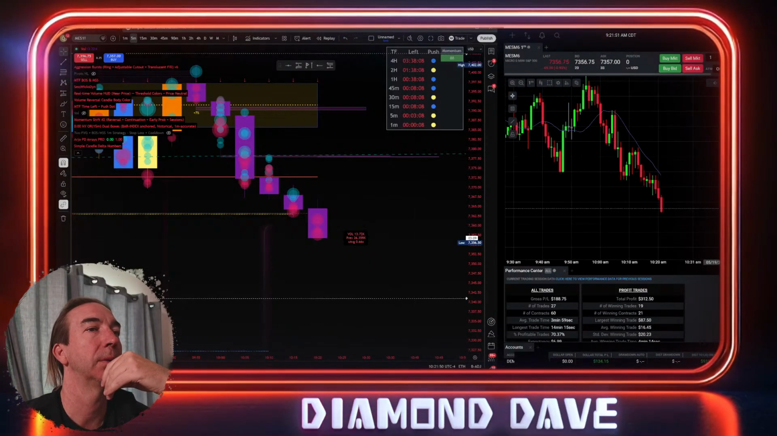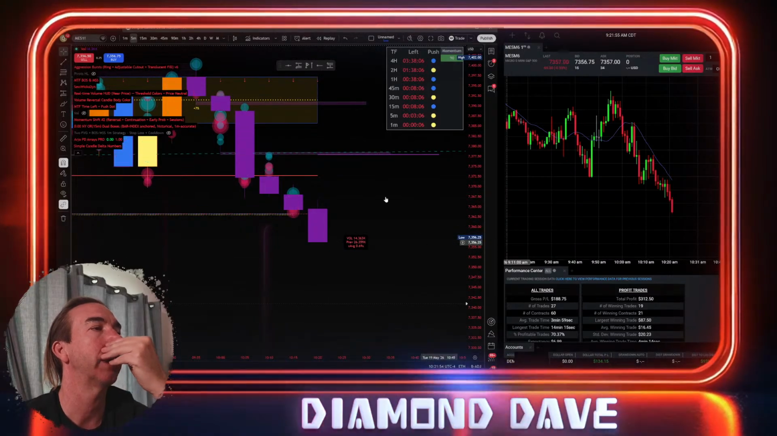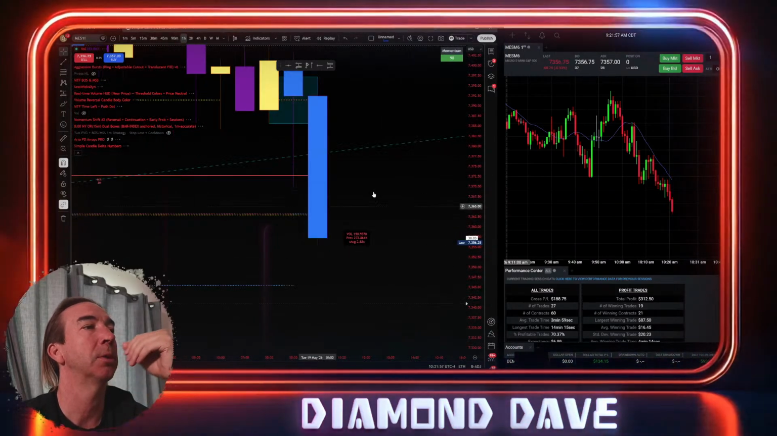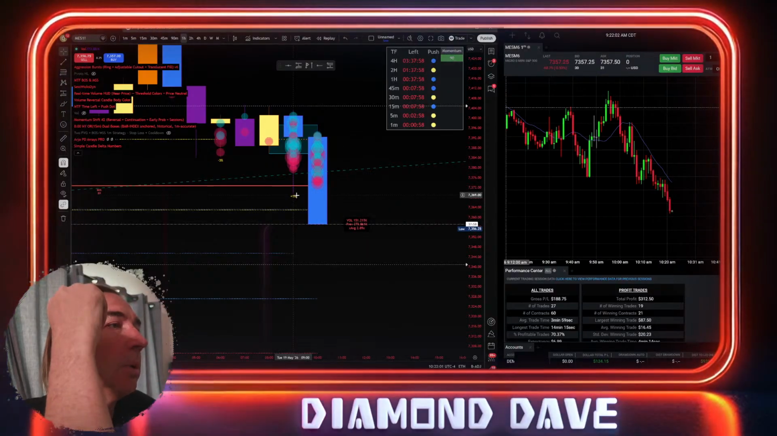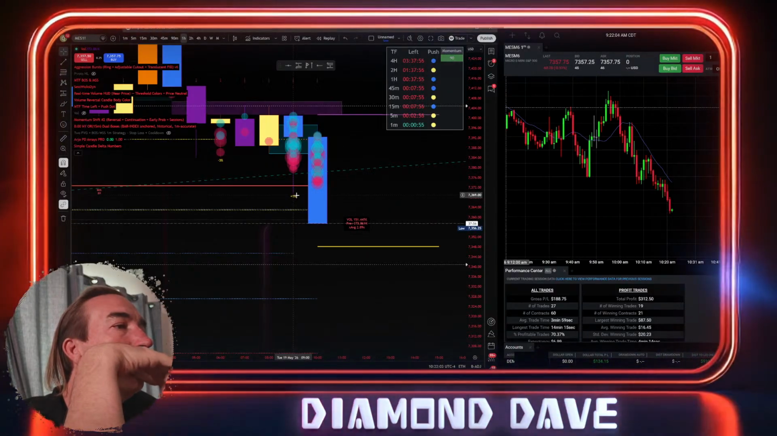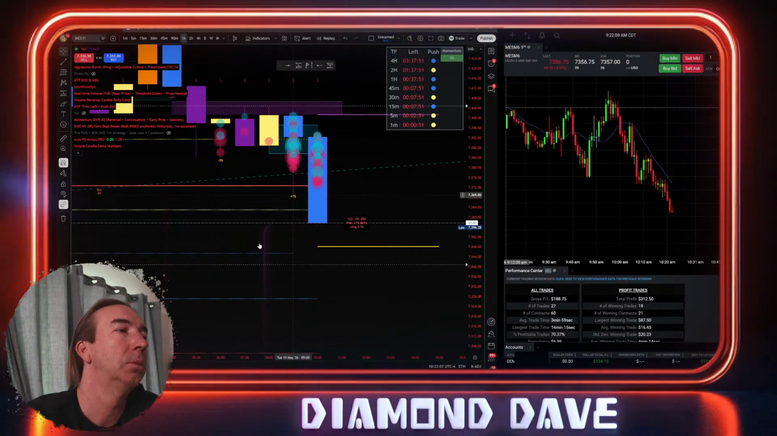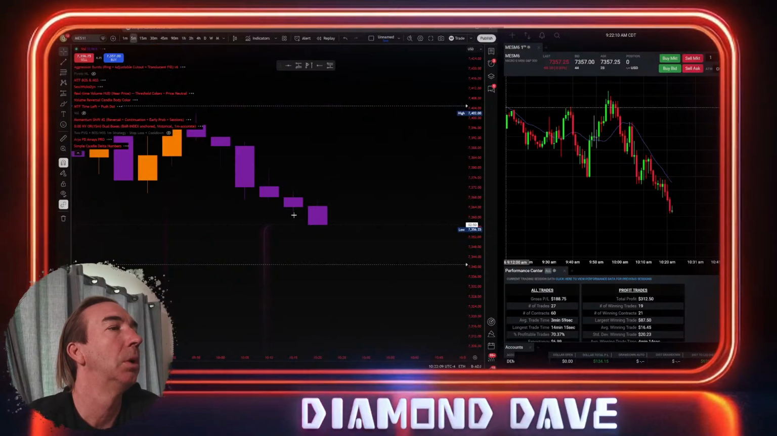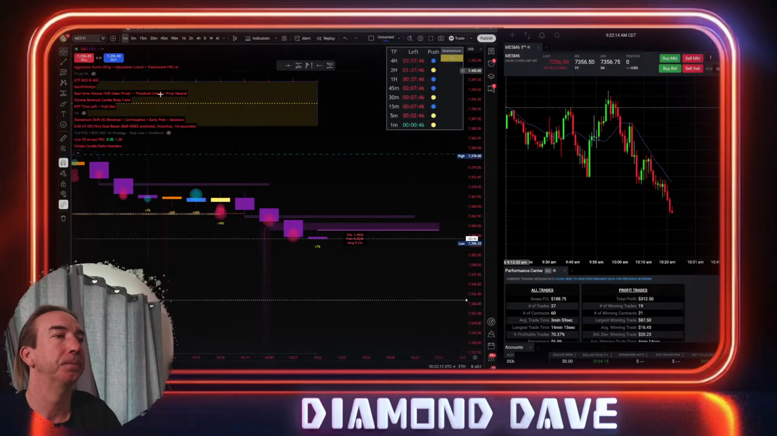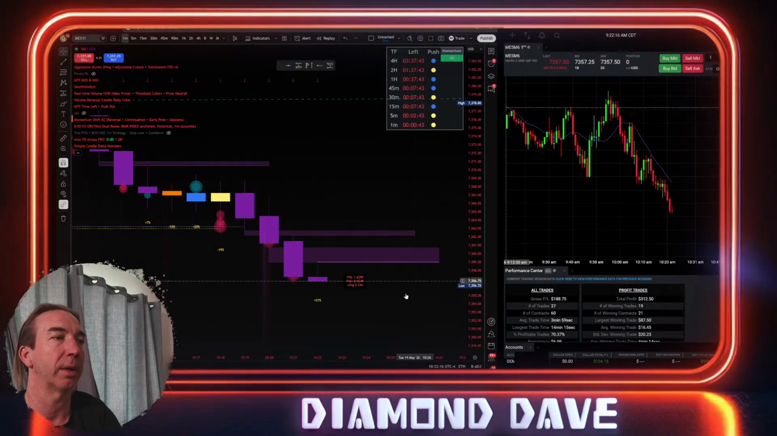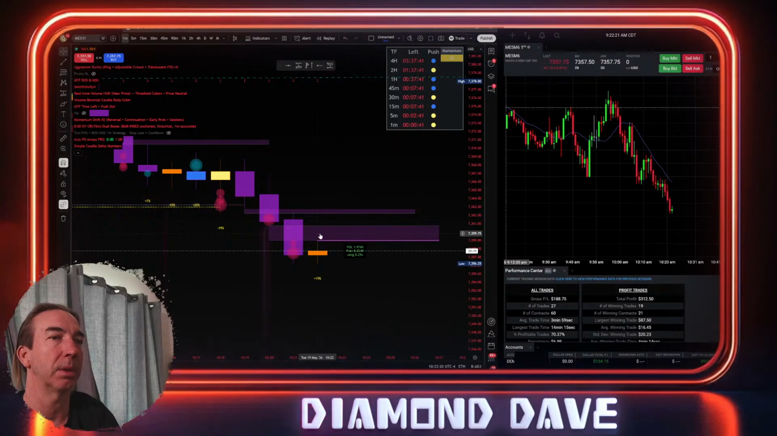Okay, 5 minute. Got 3 minutes to close on this 5 minute. Let me see what my 1 hour is doing. We have a big blue continuation candle. Okay, we still got 2.5 minutes. We are creating 2 fair value gaps. I feel like we're totally disrespecting it now, and this might be a good entry.